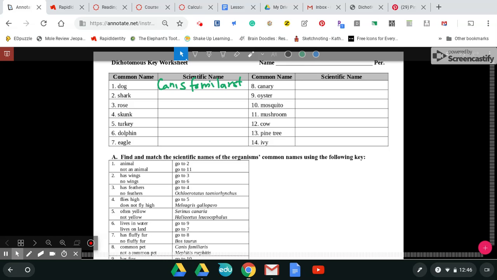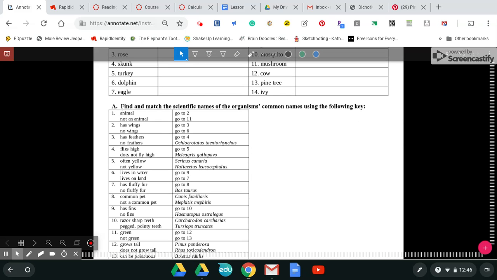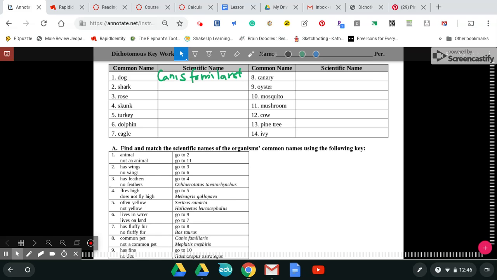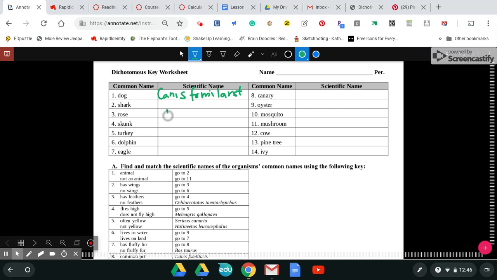All right, so let's do the roses. Starting with the roses, is it an animal or not an animal? It's not, so I go to 11. Is it green or not green? It's not green, so I go to 13. Can it be poisonous or is it not poisonous? Roses are not poisonous. So the scientific name would be Rosa. I'm going to write that up here. Rosa is the genus, and then it has its species name.